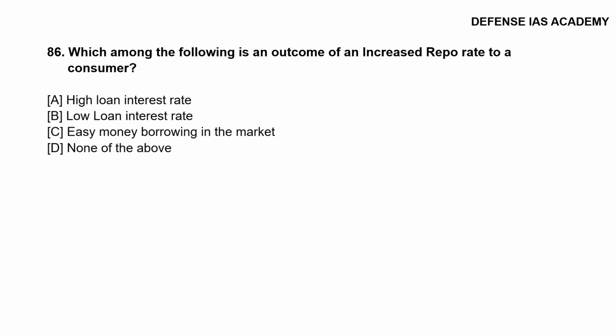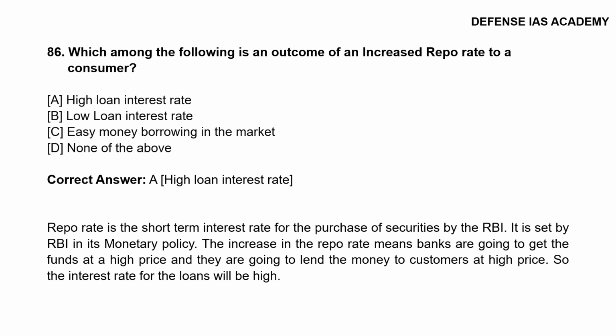Question number 86. Which among the following is an outcome of an increased repo rate to a customer? The correct answer is option A, high loan interest rate. Repo rate is the short-term interest rate for the purchase of securities by the RBI. It is set by RBI in its monetary policy. The increase in the repo rate means banks are going to get the funds at a high price and they are going to lend the money to customers at a high price. So the interest rate for the loans will be high.